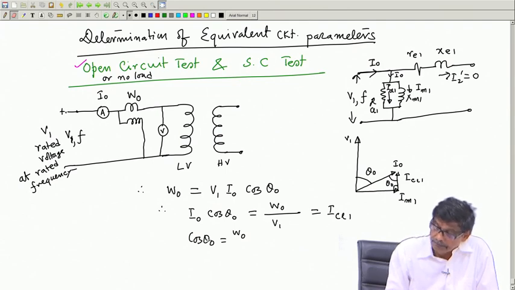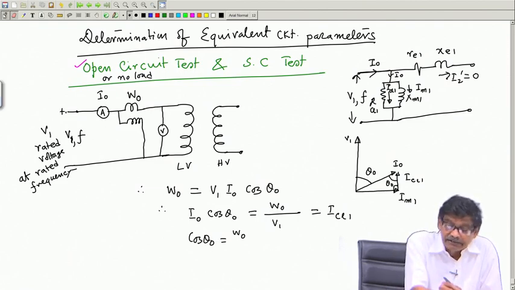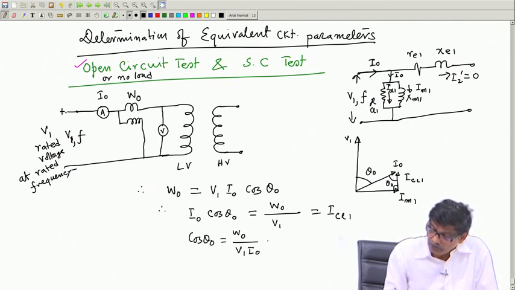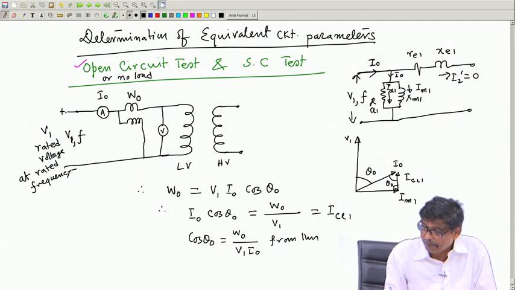This will be the thing now. W naught equals V 1 I naught cosine theta naught. But in any case, I can also calculate the value of cosine theta naught from W naught by V 1 I naught. So, from this, theta naught is known.